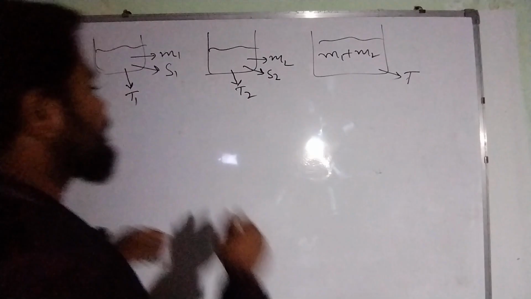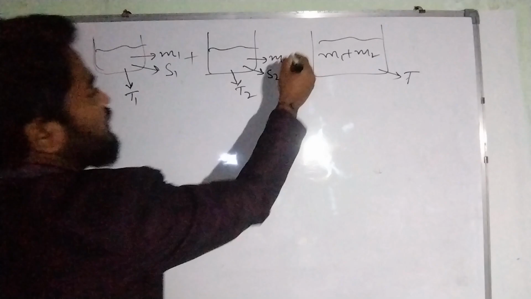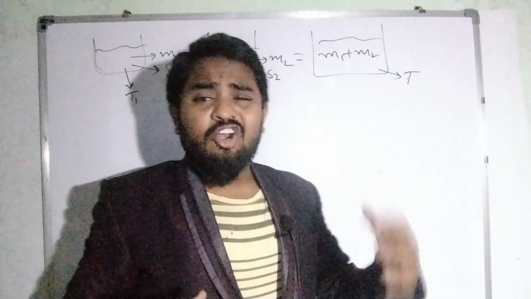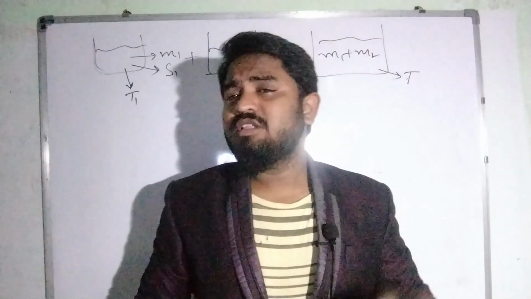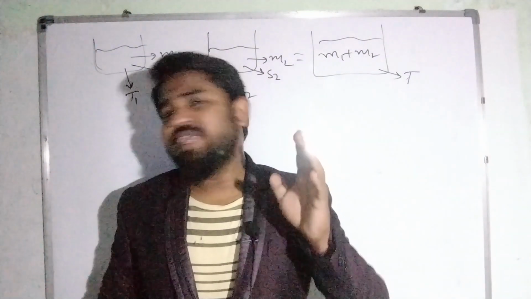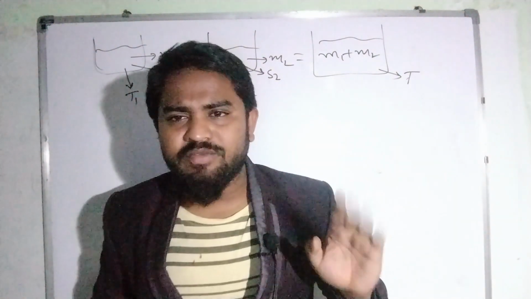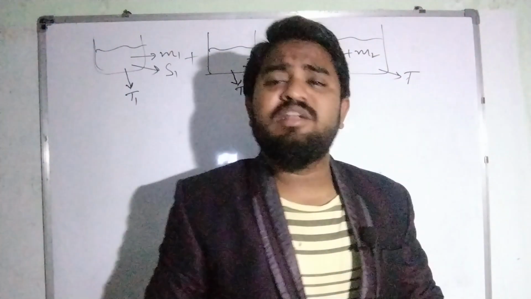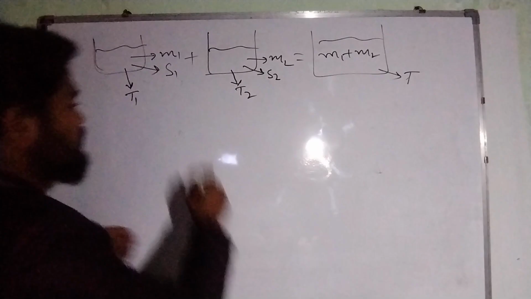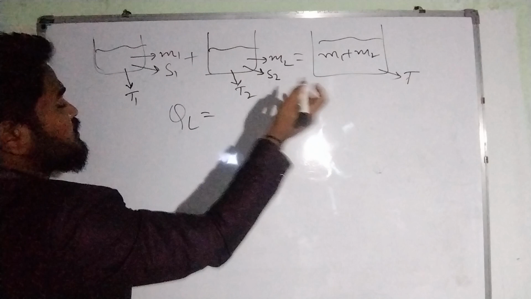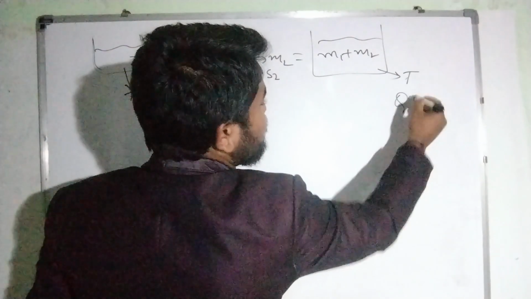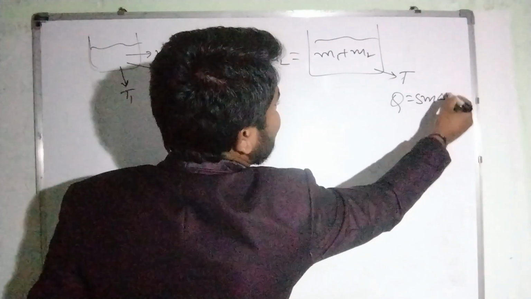Now let us see, when you mix both of them, we know that the hotter body will lose heat energy and the cooler body will gain heat energy, right? According to the principle of method of mixtures, the heat energy lost by the hotter body will be equal to the heat energy gained by the cooler body. So QL is the heat energy lost by the hotter body. What is the formula? Q is equal to S m delta T, right?